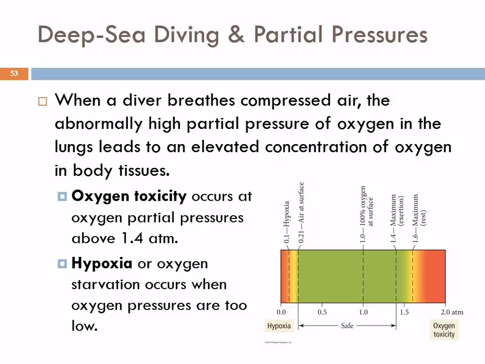Deep sea diving. So when a diver breathes compressed air, you're getting an abnormally high partial pressure of oxygen. The partial pressure of oxygen at atmospheric pressure is 0.21. That's a great pressure for us. That's what our bodies are designed for. If you get to a higher pressure, then the pressure of the oxygen goes up as well. And then you get too much oxygen in your blood. The thing is, anything is toxic in too high of an amount. Did you know that water is the chemical that kills more people than anything else?